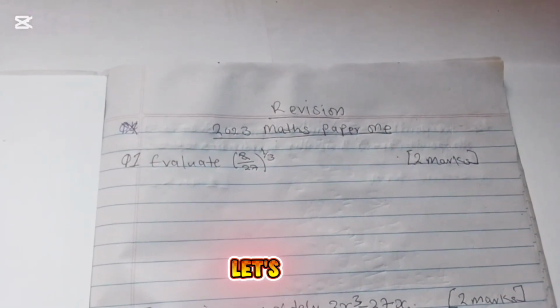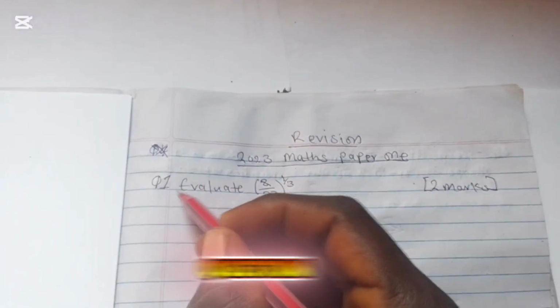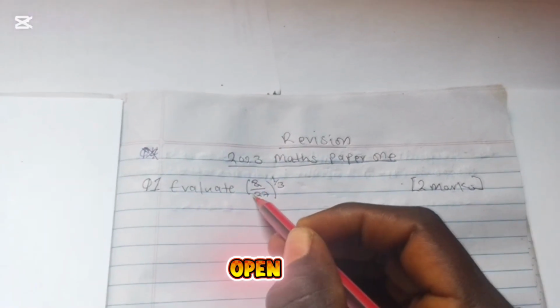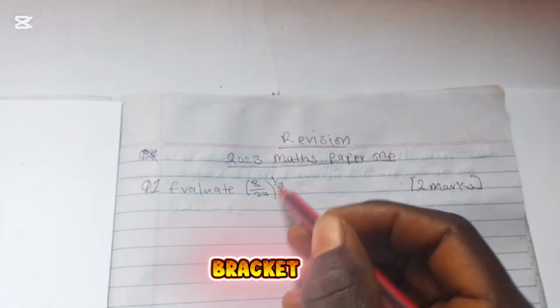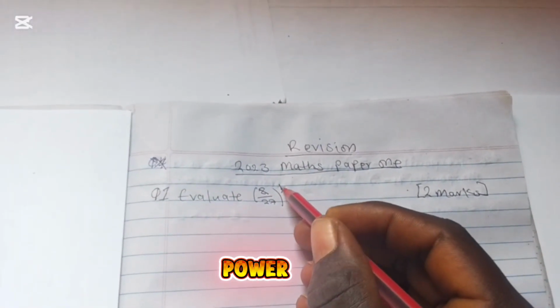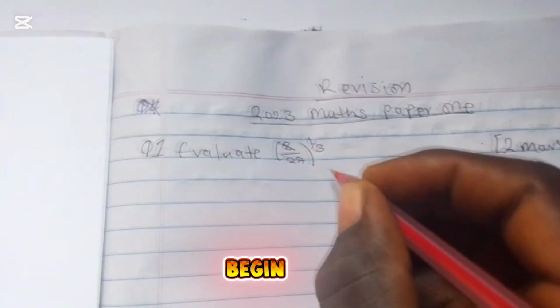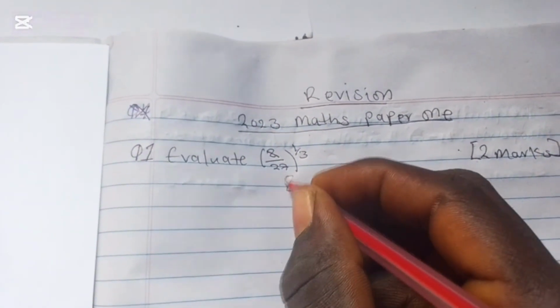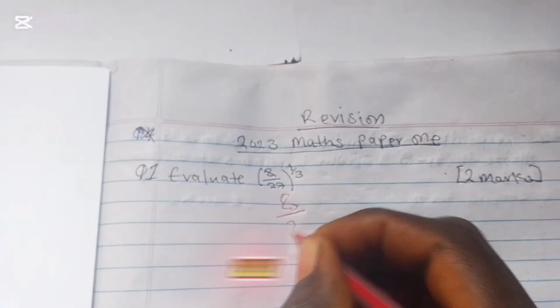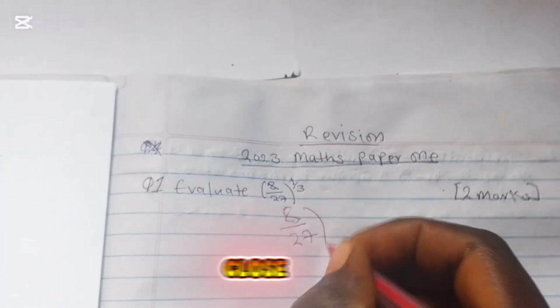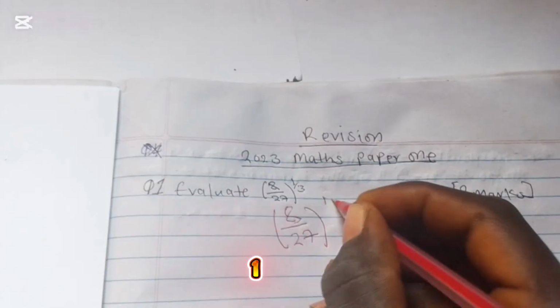So now let's start. Question number 1: evaluate (8/27) to the power of 1/3. So this is a power. This question carries 2 marks. So let's begin. (8/27) to the power of 1/3.